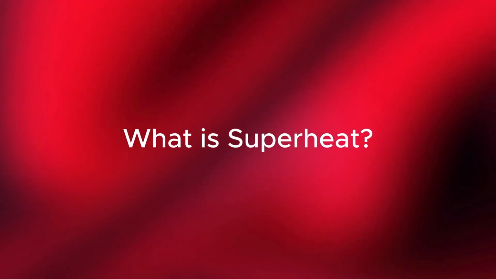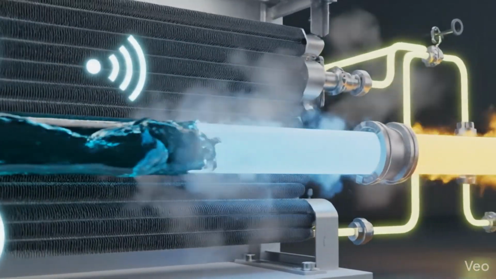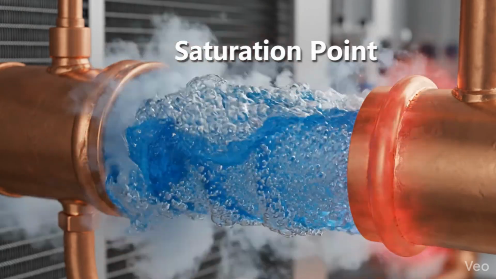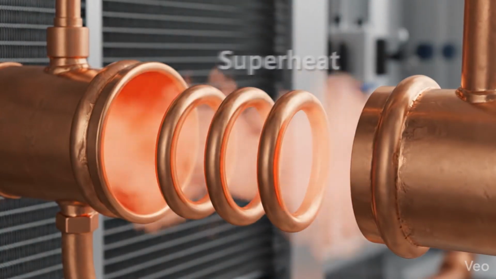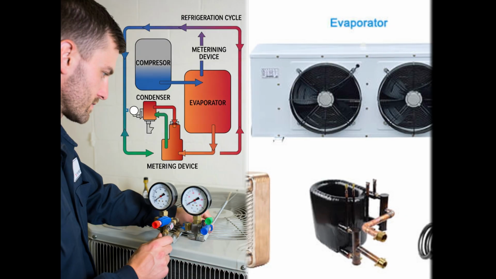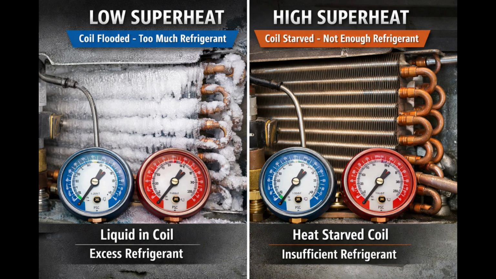Let's try to understand what superheat means. Superheat is the temperature of the refrigerant vapor above its boiling point. Inside the evaporator, once all the liquid refrigerant has boiled off, the vapor continues picking up heat. The amount of heat added after it becomes a vapor is called superheat. We measure superheat to know if the evaporator is getting the right amount of refrigerant. For instance, low superheat means the coil is flooded, which means there is too much refrigerant, while high superheat means the coil is starved, which means there is not enough refrigerant.